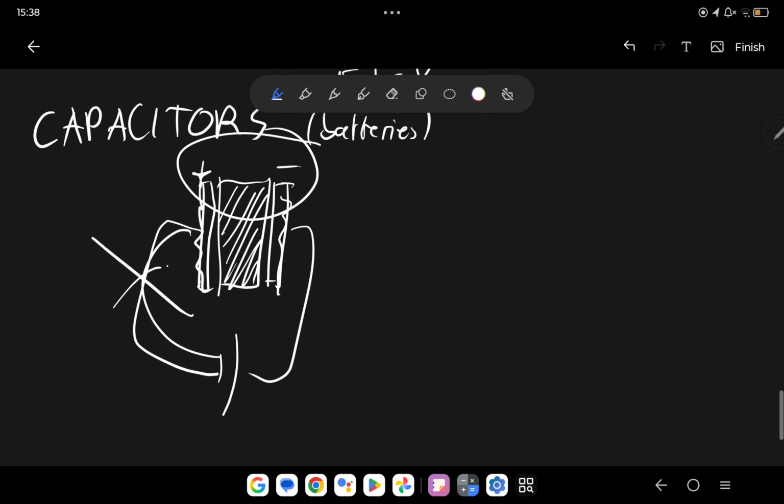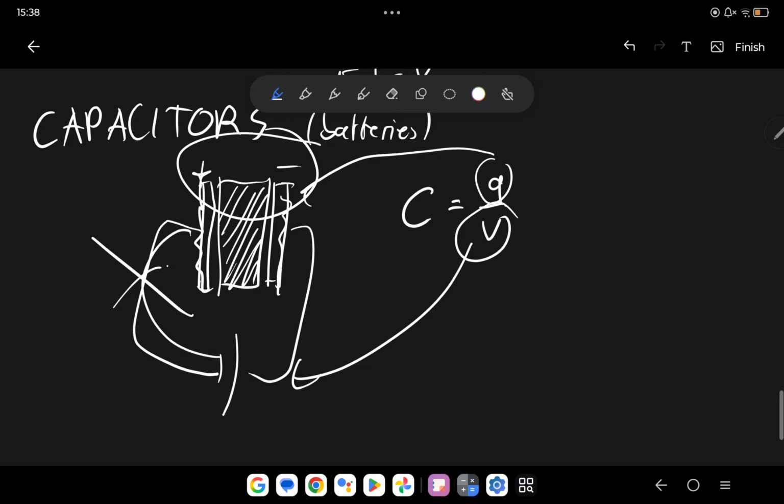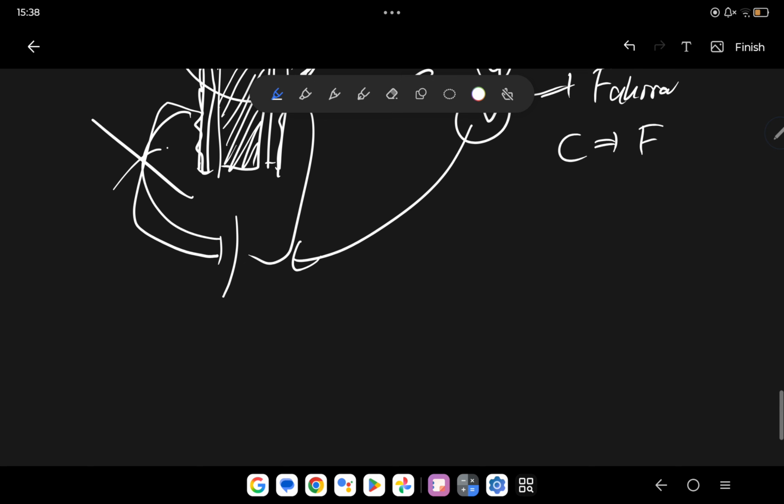The capacitance of a capacitor is defined as Q divided by V, where V is the voltage of the battery right here and Q is the amount of charge stored inside of that capacitor. The unit is the farad. This is my favorite unit. So this is the equation: C is equal to Q over V.